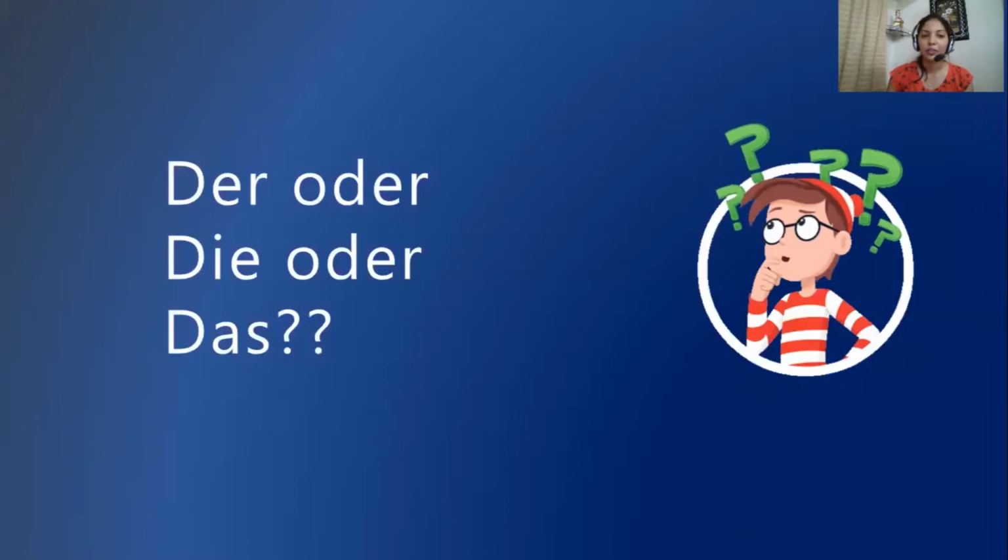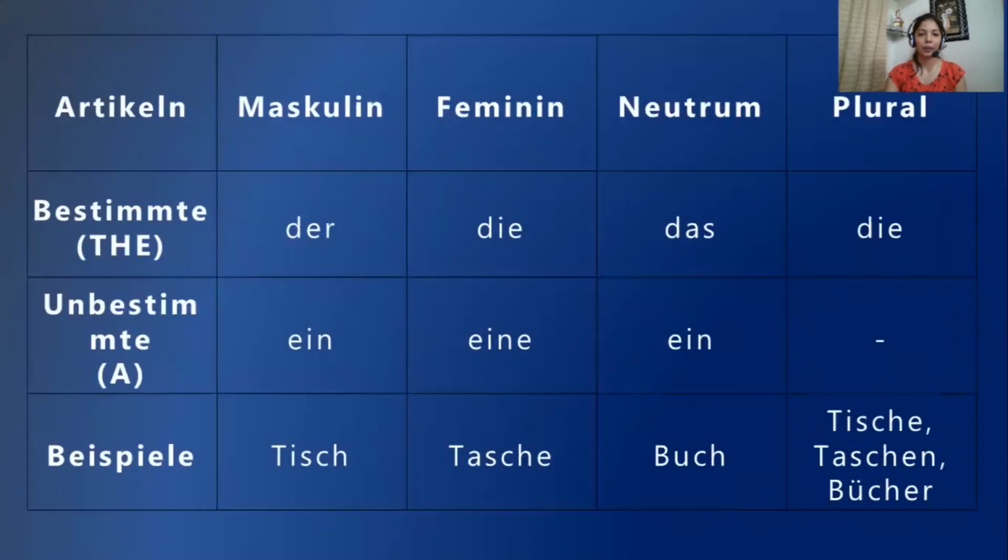Well, let's see how we differentiate between der, die und das. Let's have a look at this table here. In the first column, we have Artikeln, which is articles in German. Bestimmte Articles are the articles that take the form 'the' as in English. And then there are unbestimmte Articles, which take the form 'a' or 'an' in English. So how do we differentiate between the bestimmte Articles and unbestimmte Articles?